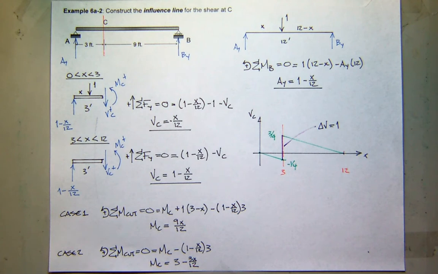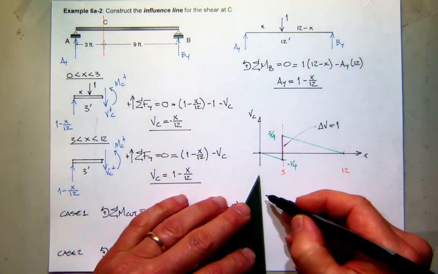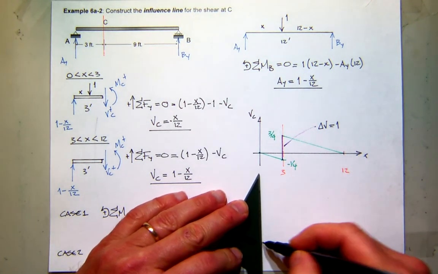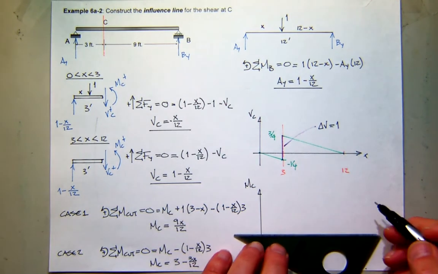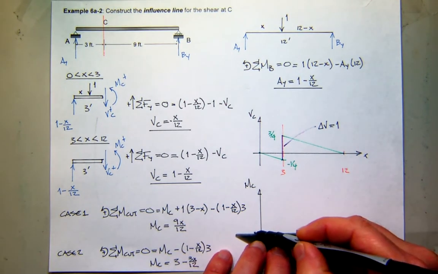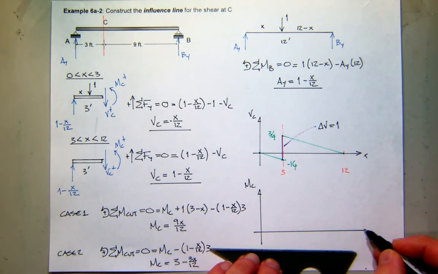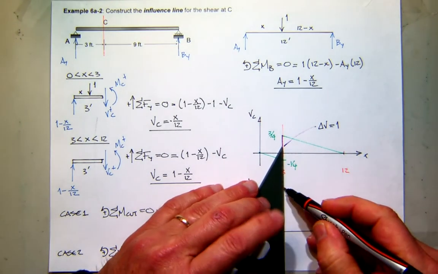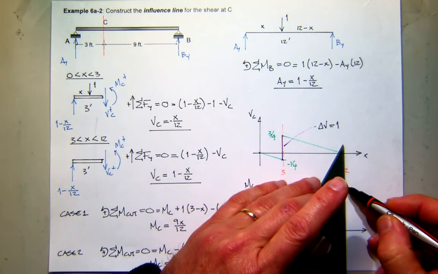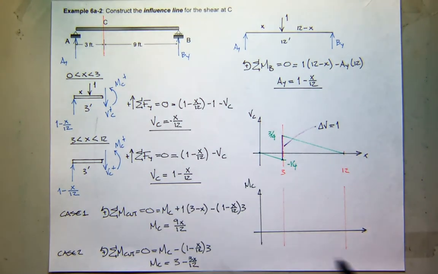So now, I could plot that. So here's the moment at C on the ordinate, is that right? And now we'll check out our, is this the abscissa is X? Yes. Hey, I'm learning. This is great. I'm glad I came today.